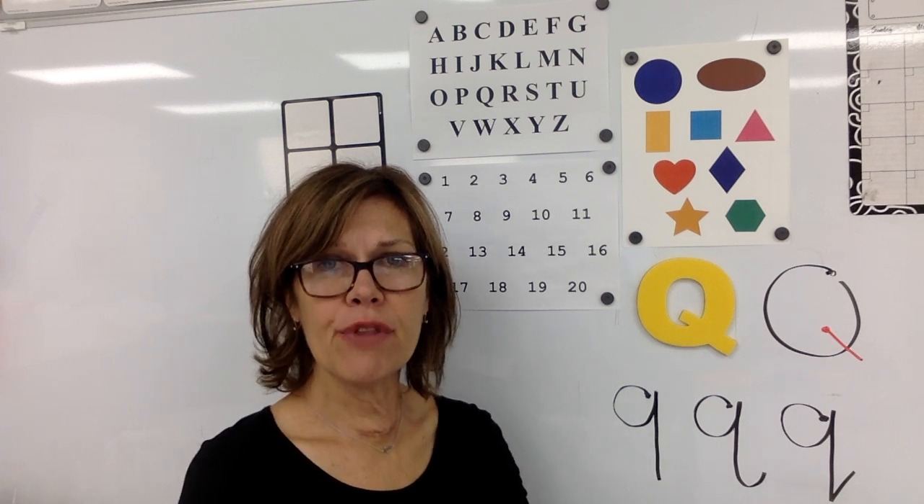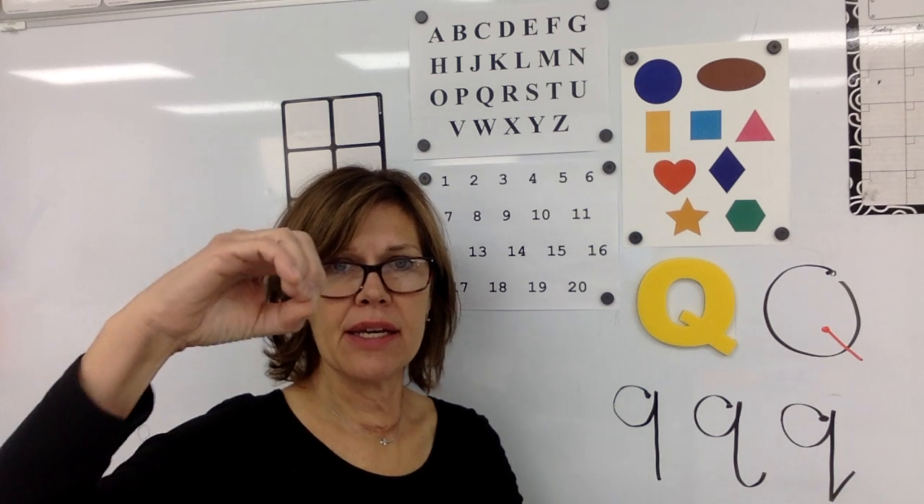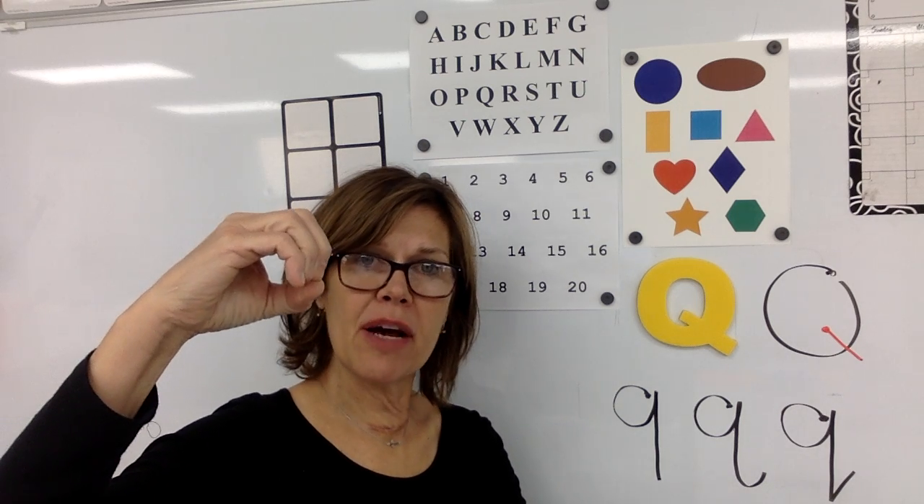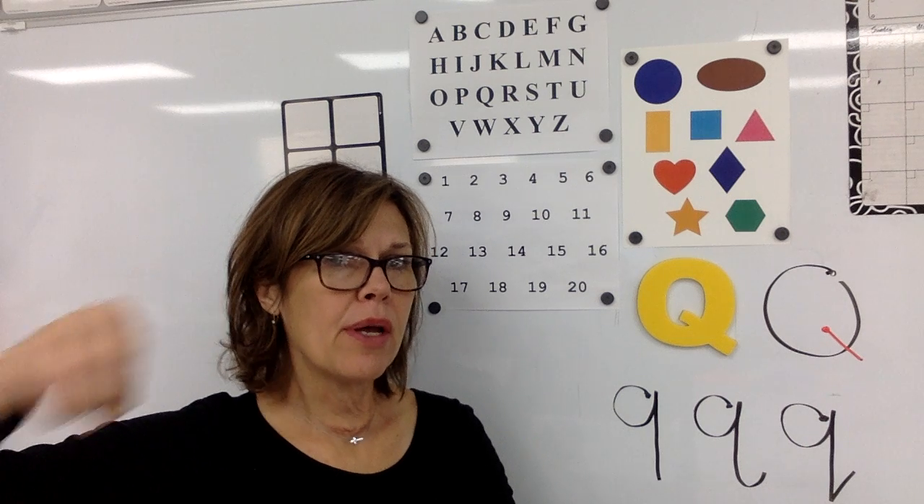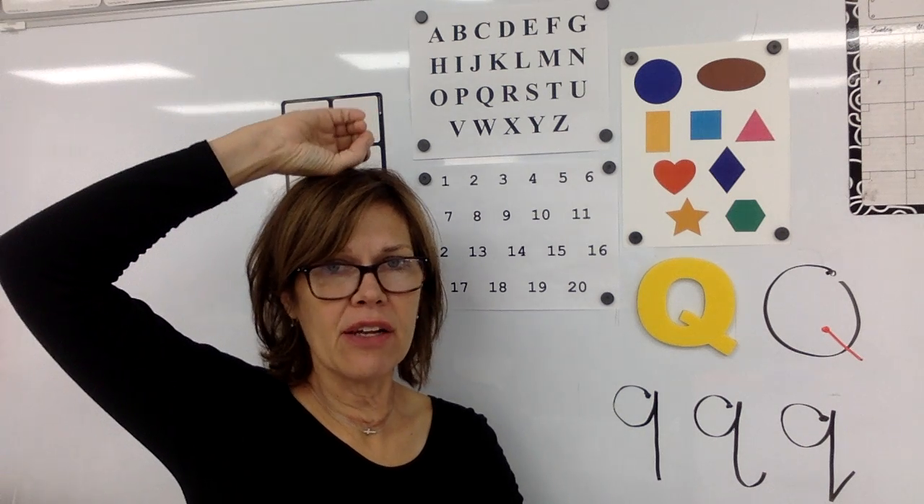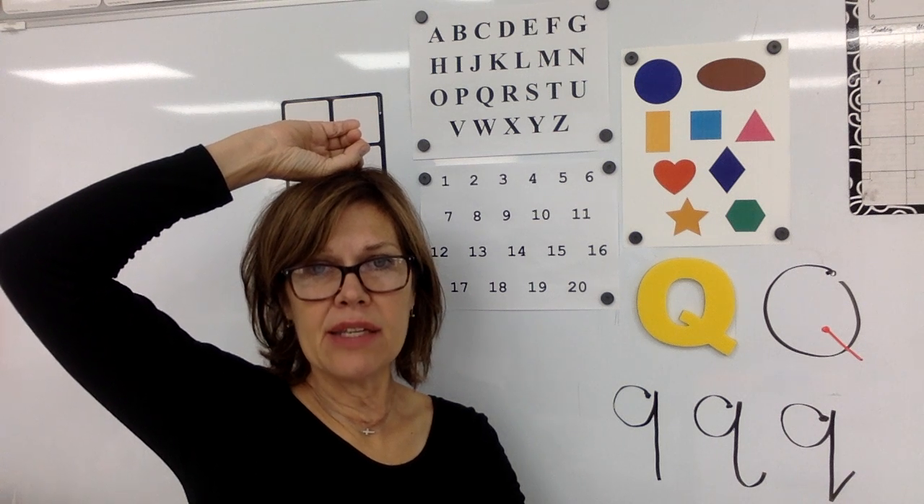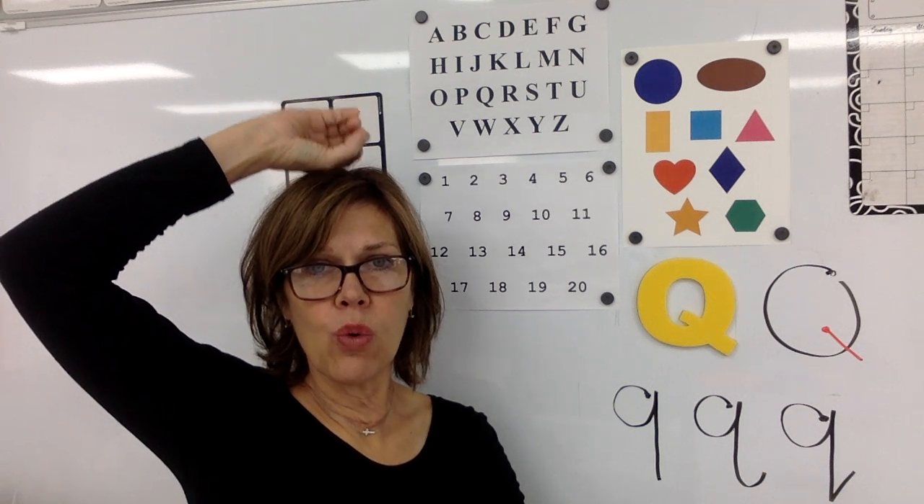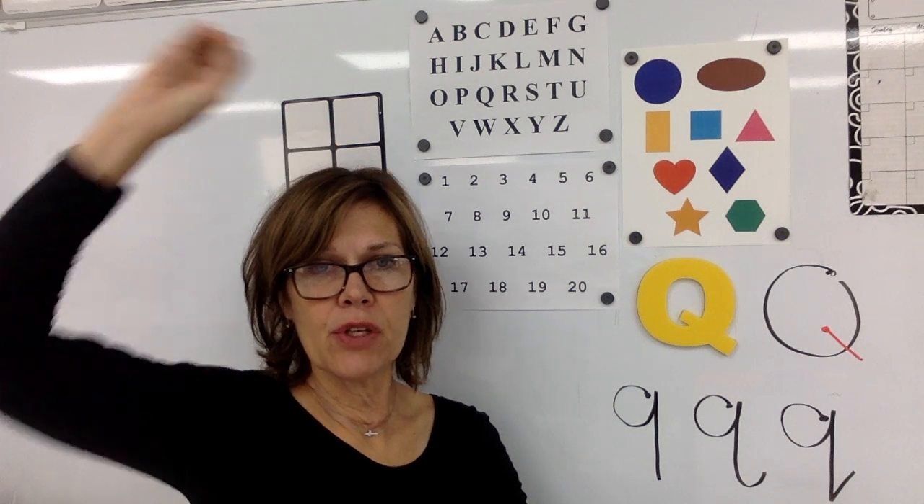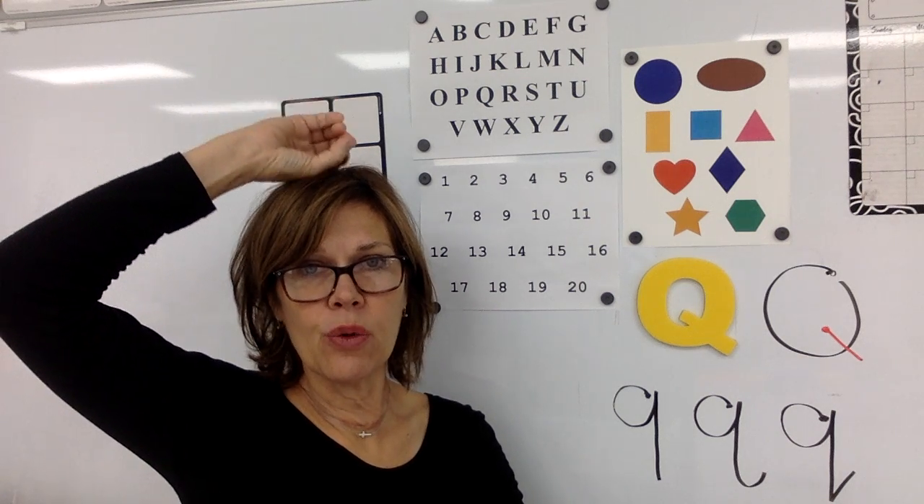When we make a sign for the letter Q, we're going to take our hands and put our fingers on top of our thumb like we did for the letter O, but then we're going to bring our hand on top of our head like we're making a crown, as in a queen, and we go qua, qua, queen. Q says qua, qua, queen.